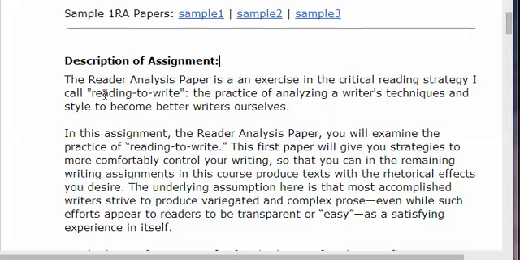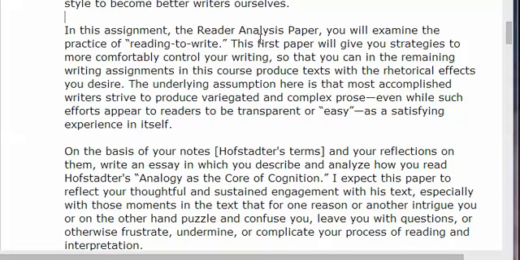So here's the assignment. The Reader Analysis paper is an exercise in the critical reading strategy I call reading to write, a practice of analyzing a writer's techniques and style to become better writers ourselves. So in this assignment, you will examine the practice of reading to write. This first paper will give you strategies to more comfortably control your writing so that you can, in the remaining writing assignments in this course, produce texts with the rhetorical effects you desire.